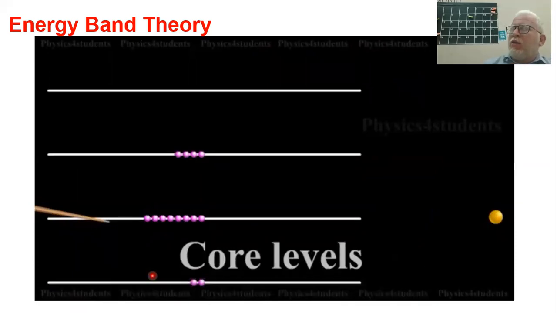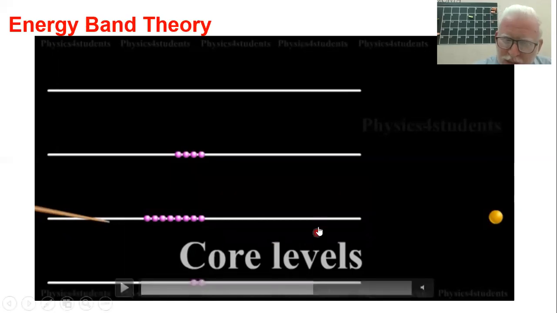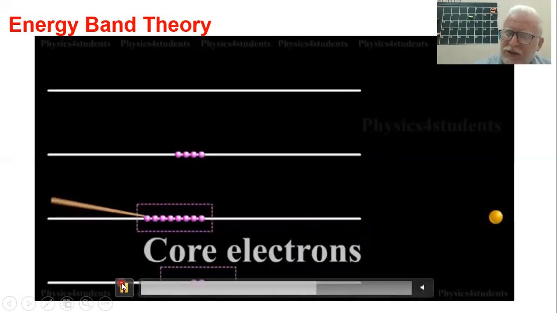Why do we call them core levels? For 2 reasons, actually. The first, because they are too close to the nucleus, so the electrons in these energy levels are extremely strongly bound to the nucleus. The second is that they are saturated energy levels, so I can do nothing with such an energy level. That's why we call this a core energy level.